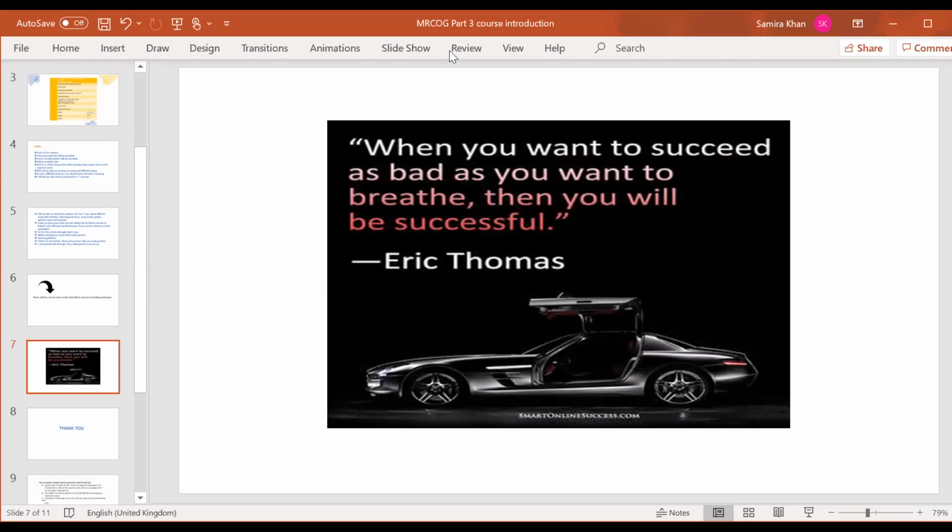I want to say something. There is a quotation which I especially bring here because I really like this one. Some people will say, I like the car more than the quotation, especially the boys, but just look at it. When you want to succeed as bad as you want to breathe, then you will be successful, isn't it?